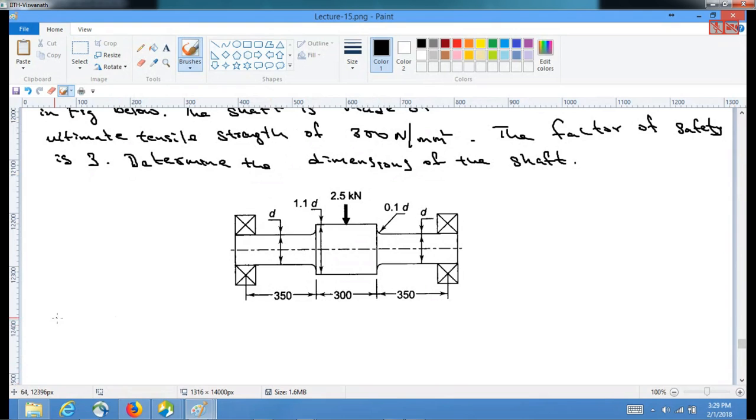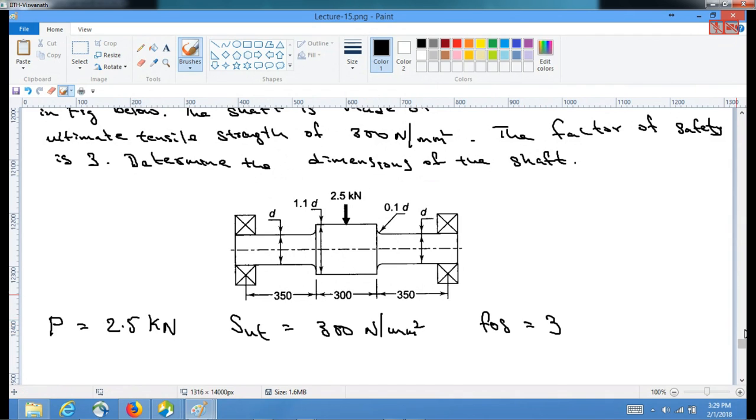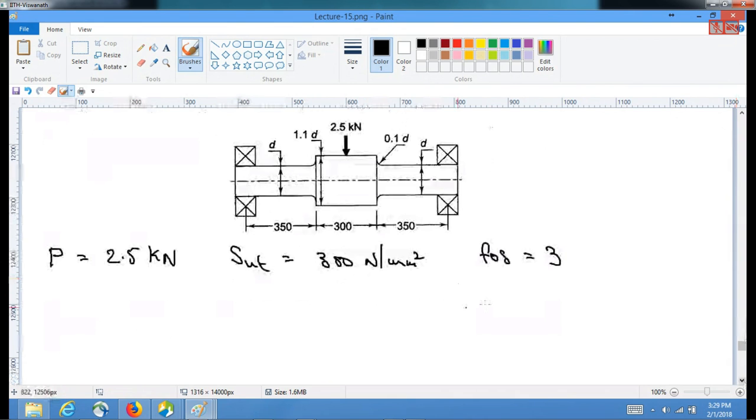We have a transverse load given as 2.5 kilonewtons, and our SUT is 300 Newton per mm square, and the factor of safety is 3. So the permissible sigma max is obtained as SUT divided by factor of safety. That gives us 300 divided by 3, which is 100 Newton per mm square.